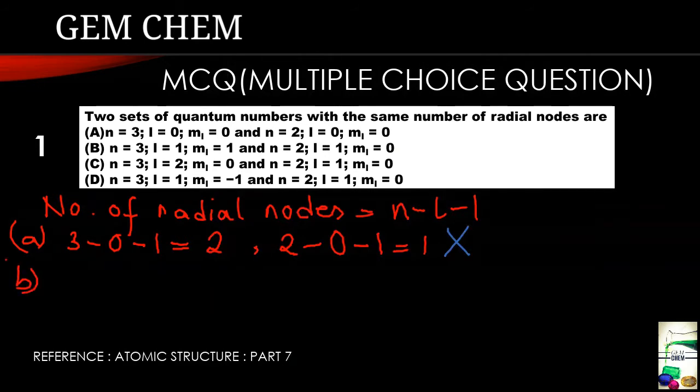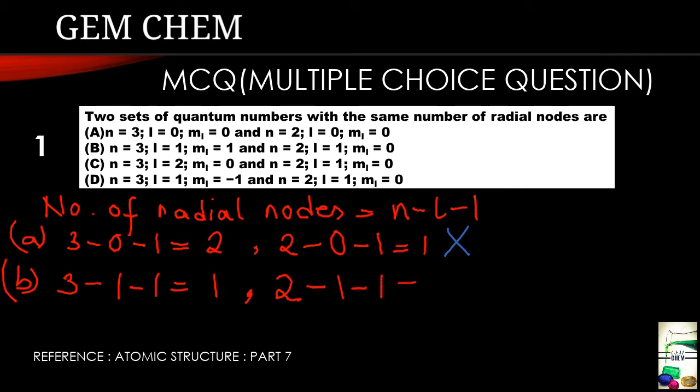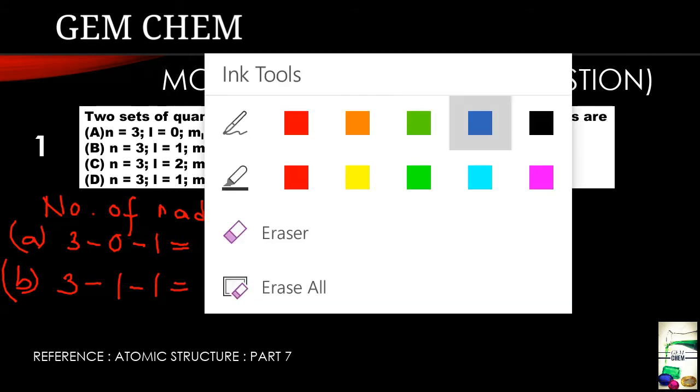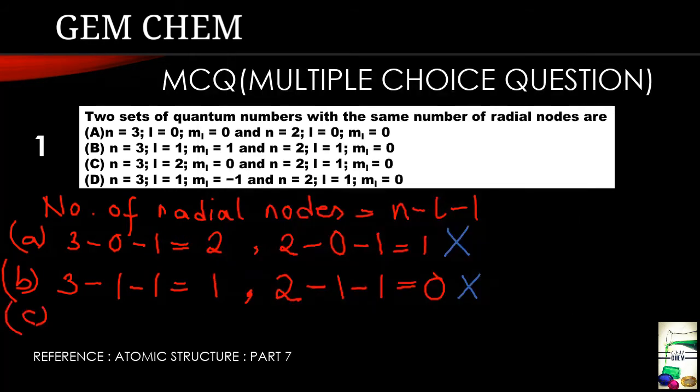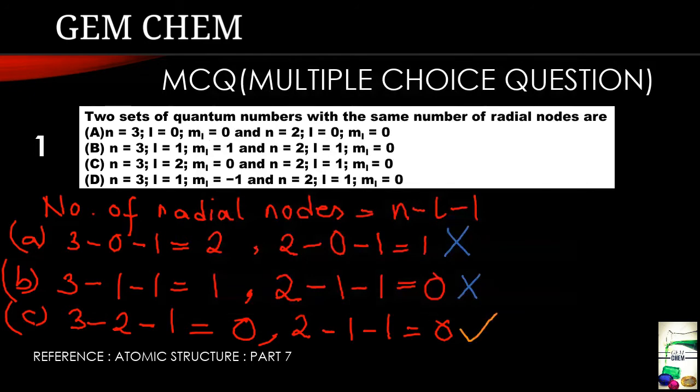Whereas if we go for the next one, we see 3 minus 1 minus 1 equals 1. For the next one, we see 2 minus 1 minus 1 which is equal to 0. So this also does not match for both cases. And for the next one, for C, we get 3 minus 2 minus 1 according to the formula, so we get the value to be 0. And for the next case, it is 2 minus 1 minus 1, it is also equal to 0. So we have obtained our answer to be this one. So the answer is option C.